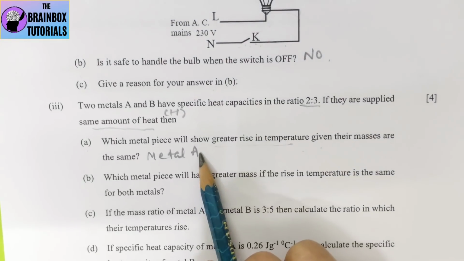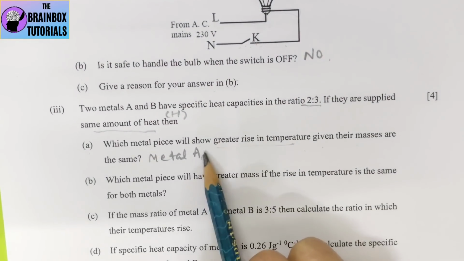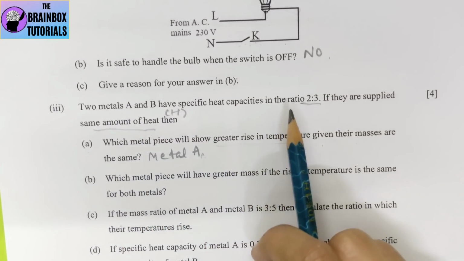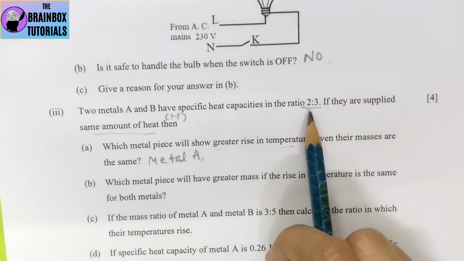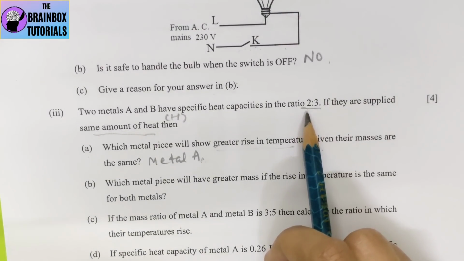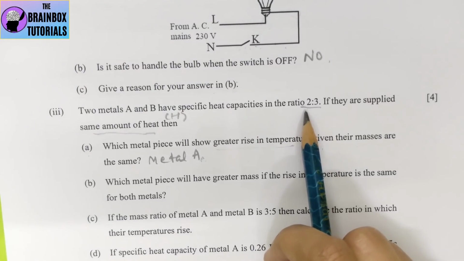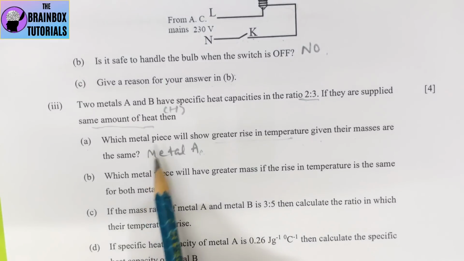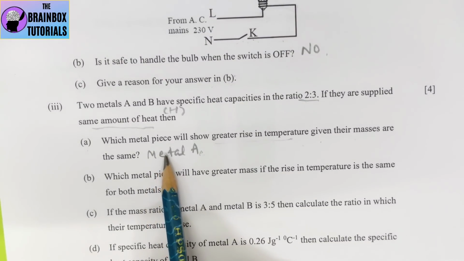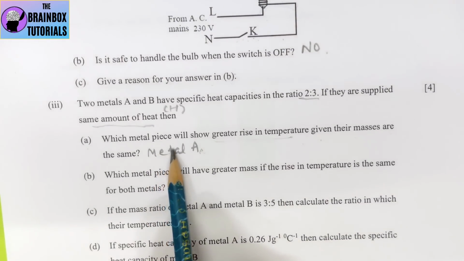And the reason we will give is that metal A has lower specific heat capacity, that means 1 unit mass of metal A requires less heat to raise its temperature by 1 degree centigrade. So obviously metal piece A will show greater rise in temperature.